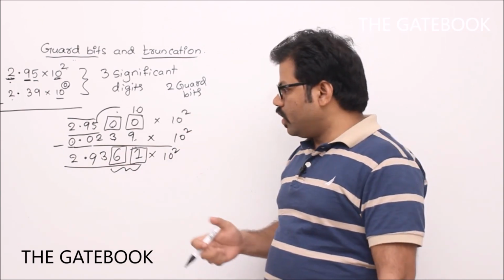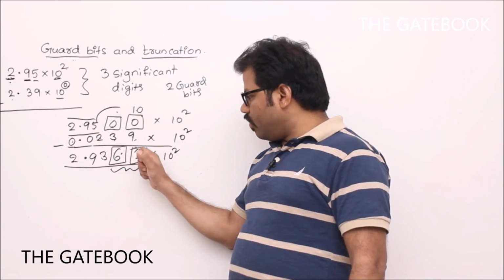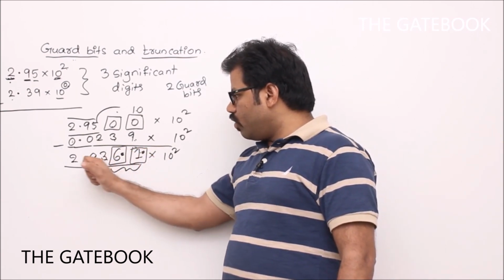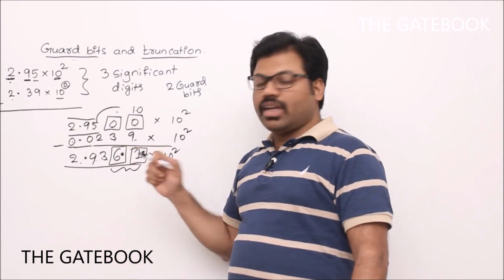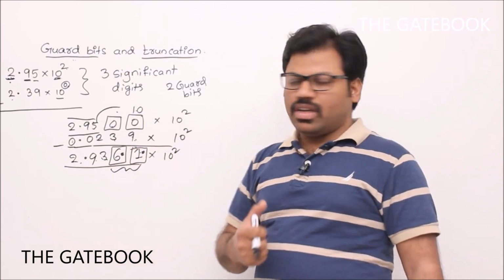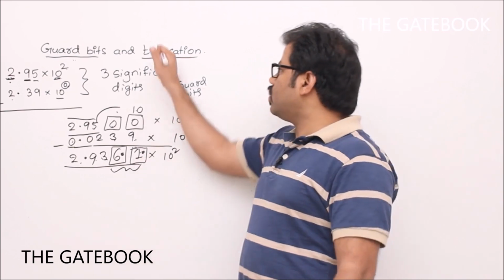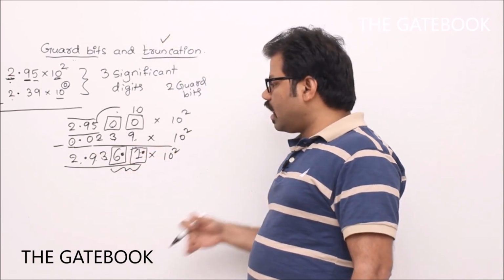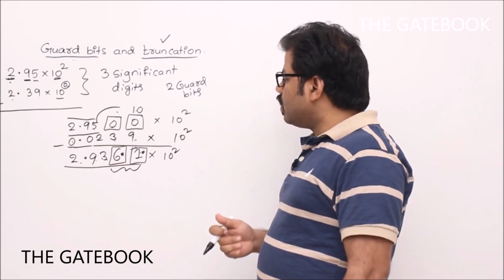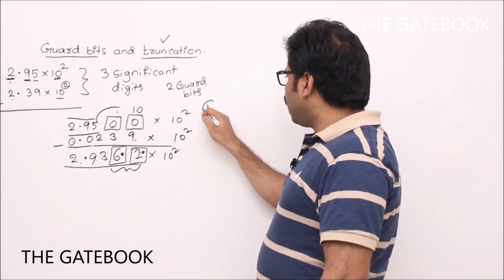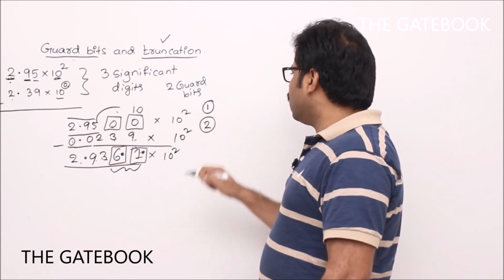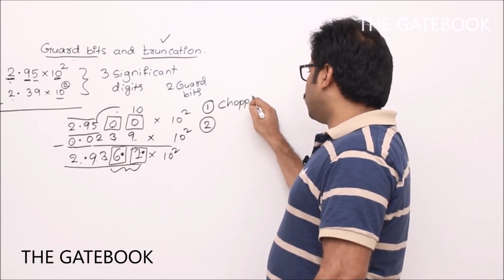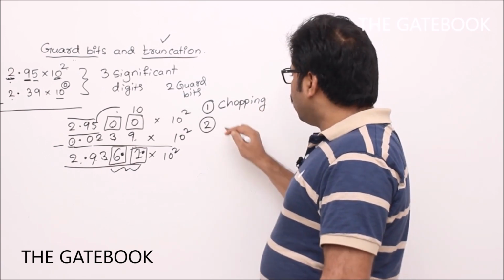What I want to tell you is that these guard digits are our information. Using that, if you want to modify your result to make the final result more accurate, you can do so. For that we use a method called truncation. When you have more digits than you wanted, there are two major techniques in truncation. One is simply cutting off, chopping. The second technique is rounding.